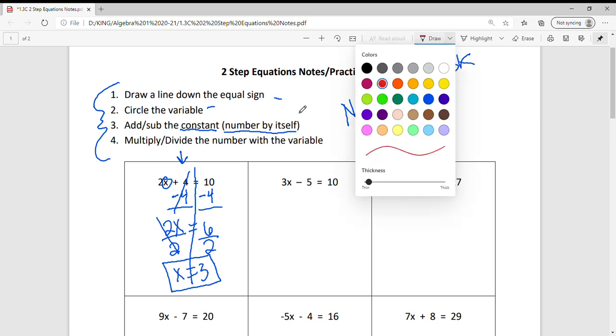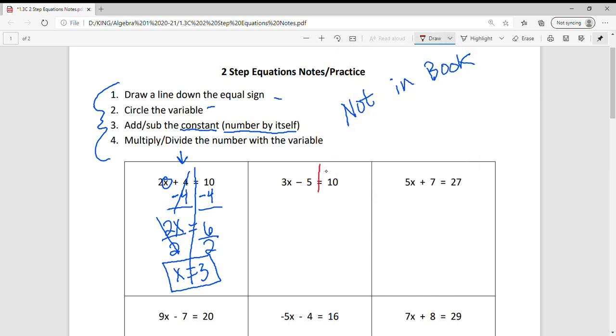Okay, I'm going to go through the second one. Draw my line, circle that variable. Again, we're going to look at the number by itself. So this minus 5. So the opposite of minus 5 is plus 5. Negative 5 plus 5, those cancel out. Come over here to the other side, plus 5. So 10 plus 5 gives me 15.